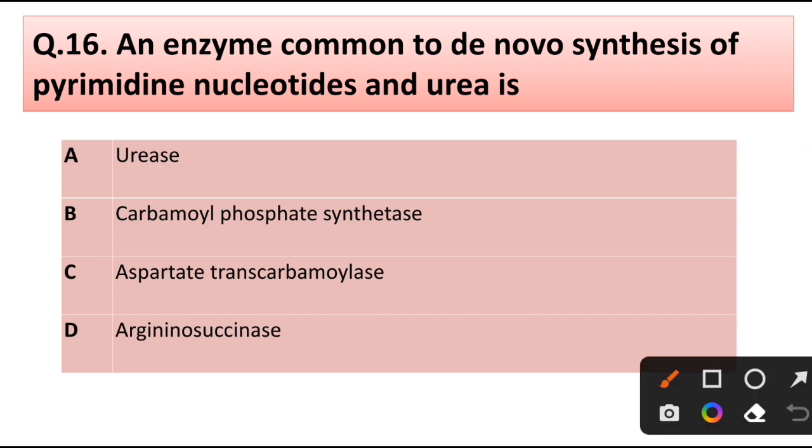Question number 16. An enzyme common to de novo synthesis of pyrimidine nucleotide and urea is urease, carbamyl phosphate synthase, aspartate transcarbamylase, or argininosuccinase. Correct answer is option B, carbamyl phosphate synthase.